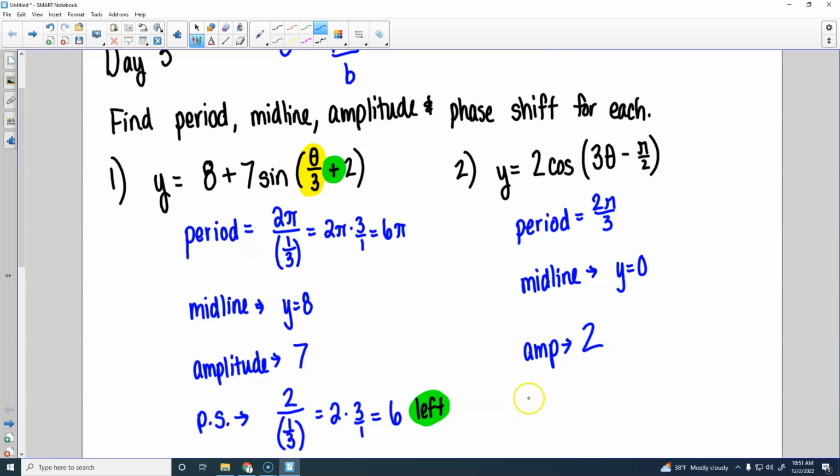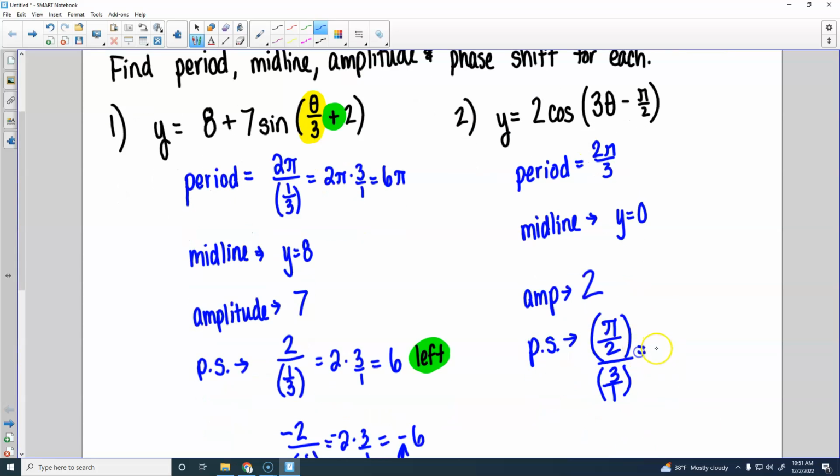All right. Joshua, what would we do for our phase shift? Good. So we're doing pi over 2 divided by 3. And we can put that over 1 because dividing fractions is easy as pi. We're going to flip the second and multiply. What will we get, Joshua? Pi over 6. And which way? Right. Okay, questions?